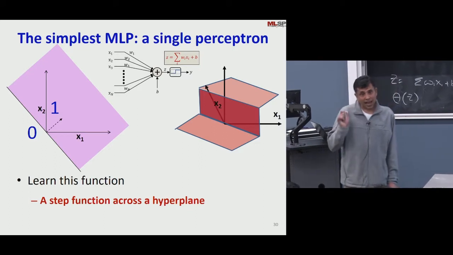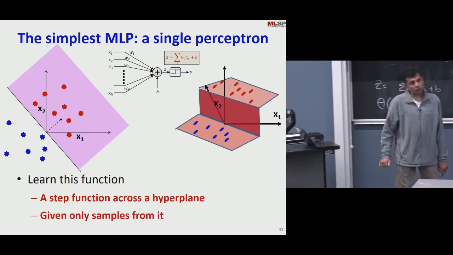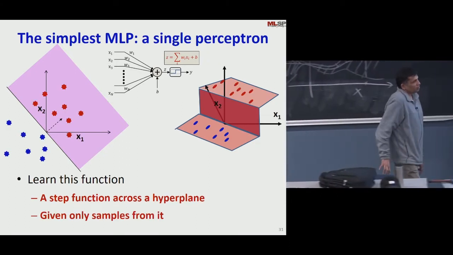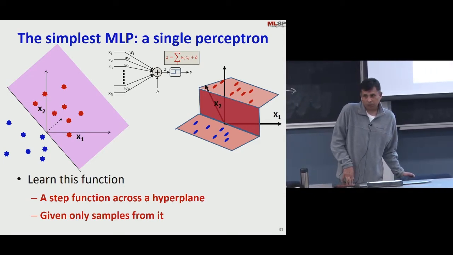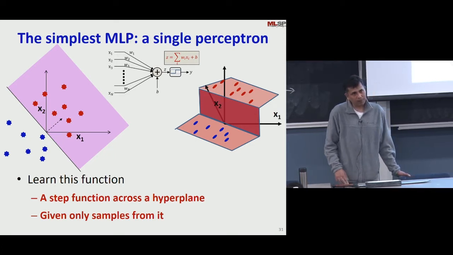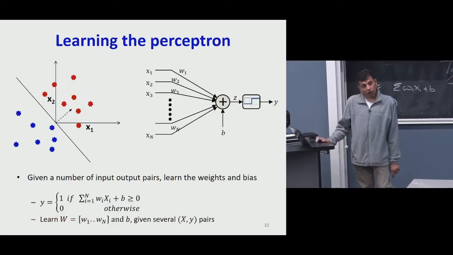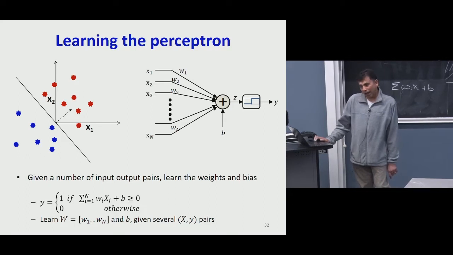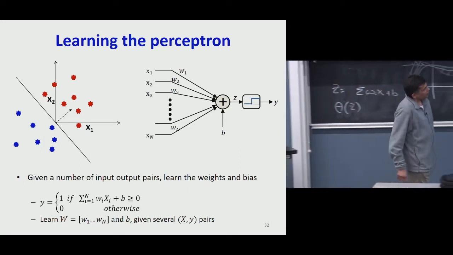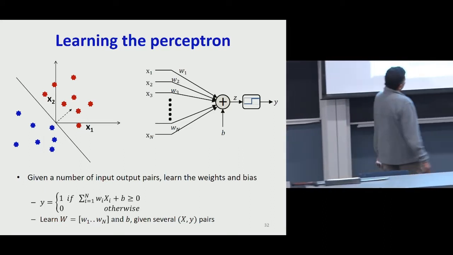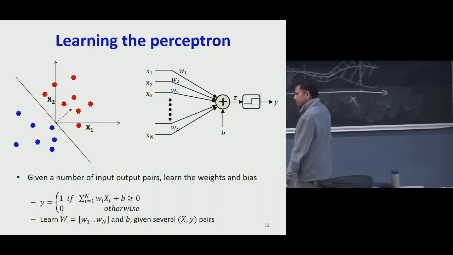But our setup is that we are not going to be given the function itself. What we are going to be given is a collection of training samples. You're going to be given the information that for all of these red dots, the output must be 1. For all of the blue dots, the output must be 0. Learn the function, right? It's a single perceptron. So basically, based only on those dots, you have to learn the parameters, the weights of these inputs and this bias, which are basically the parameters of the hyperplane itself, right?